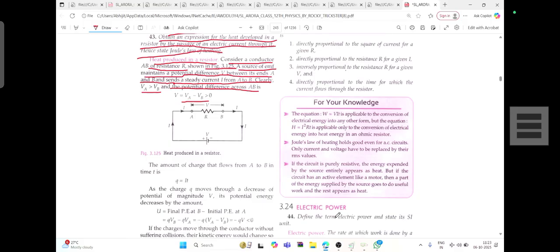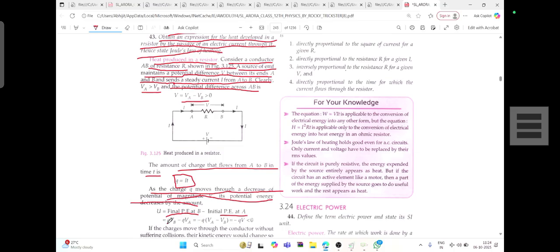The amount of charge that flows from A to B in time t, called Q, is equal to IT. I have already discussed it. As the charge Q moves through a decrease of potential of magnitude V, its potential energy decreases by the amount U, which is equal to the potential difference at B minus the potential difference at A. That means the final potential energy at B and the potential energy at A.